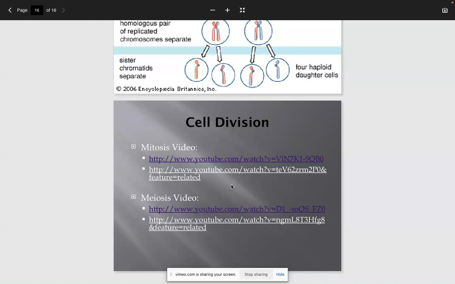Remember that meiosis is for germ cells. We're producing a haploid state, like I just said. A haploid state is where there are only 23 chromosomes. And again, meiosis is going to help us produce genetic diversity through crossing over.